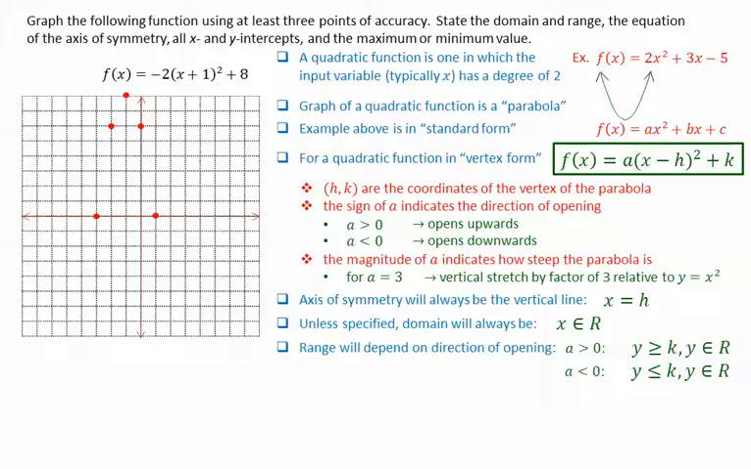We now actually have 5 points of accuracy. We can now draw the parabola. Always remember to put arrows on both ends of the parabola.